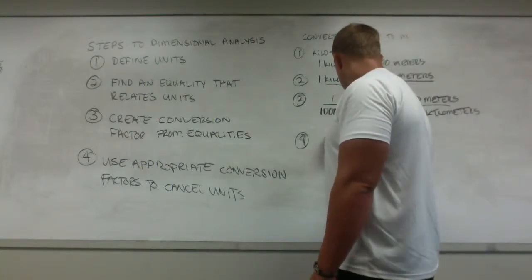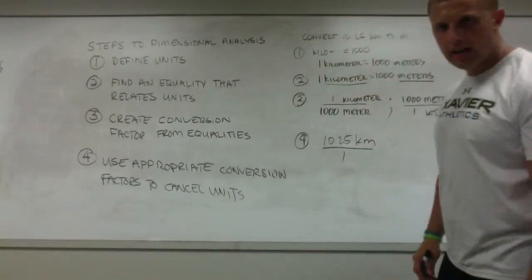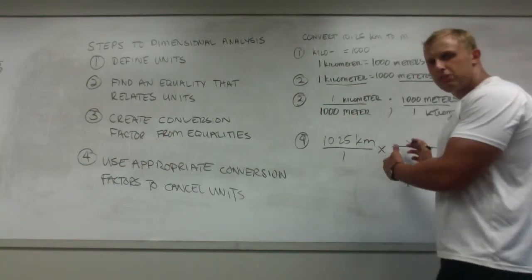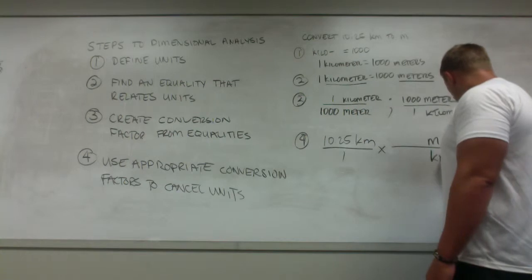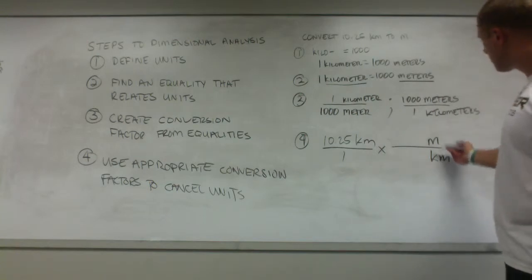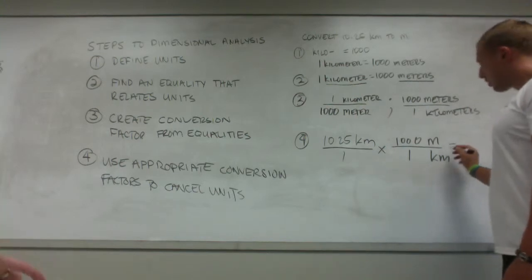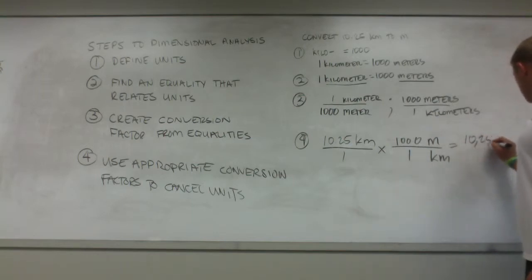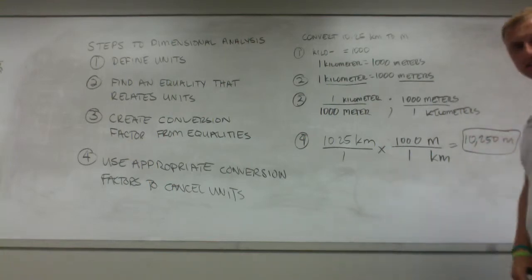So we put our first given number, this is our first given number, over 1, right? And then we multiply that, and we want our conversion factor that's going to cancel kilometers and give us meters. So we put the meters on top and the kilometers on bottom, right? Now we take our conversion factor that has those units, and we insert the numbers. So this is 1,000. This is 1. So now we move our decimal place 3 spaces to the right. So this is 10,250 meters, right? That's our answer from our dimensional analysis problem.